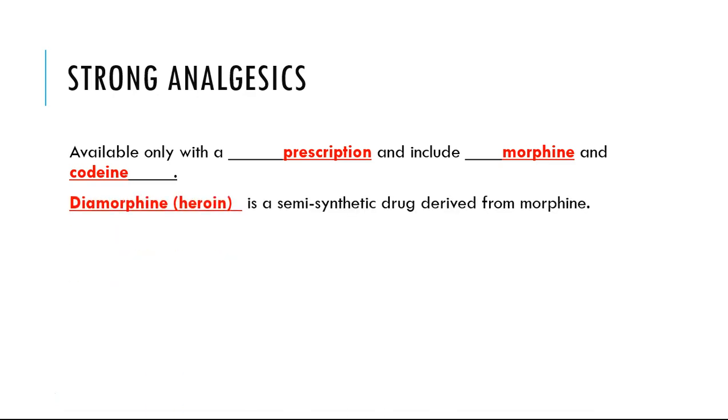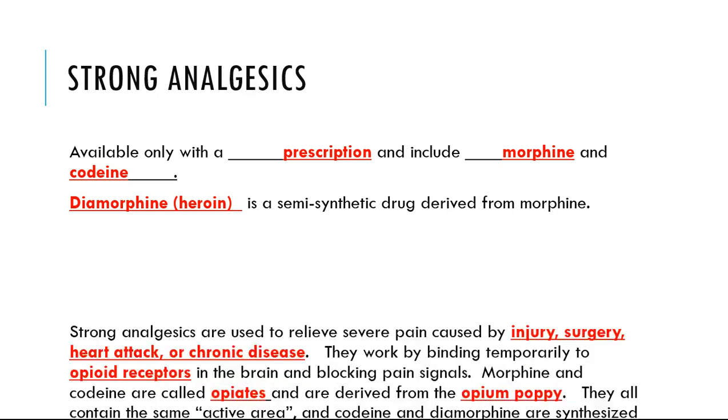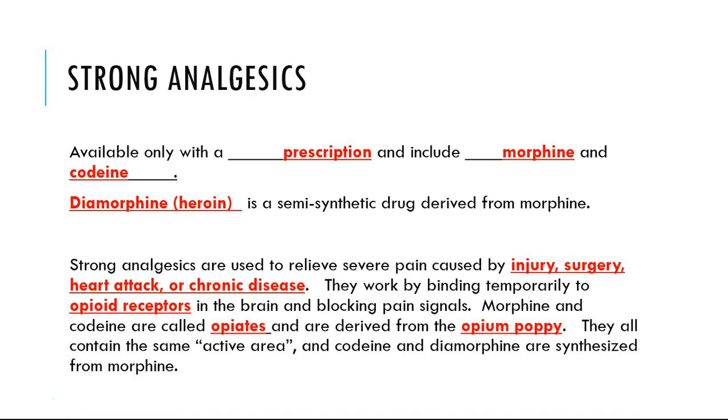Diamorphine is commonly known as heroin, and that's a semi-synthetic drug that's derived from morphine. Now, these kinds of medications, so morphine and codeine, are used to relieve severe pain. So this is caused by a serious injury, surgery, heart attack, or chronic disease. And these drugs work by binding to opioid receptors in the brain and actually blocking the pain signals. So the mild ones worked at the site of the pain, but these actually block the signals in the brain.